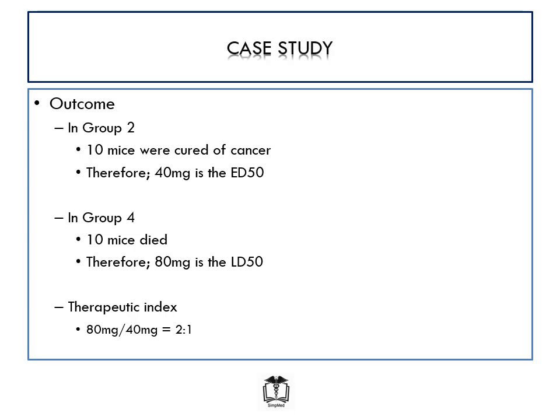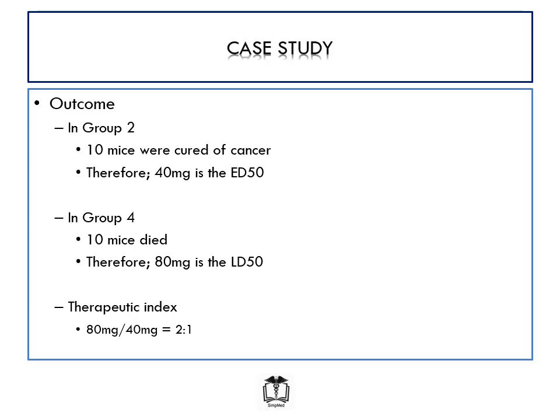We saw effects there. In group 4, 10 mice died. So the dose given in group 4, 80 milligram, led to deaths in 50% of the population. If we had 20 mice in group 4 and 10 of 20 mice died as a result of the drug, then the dose given in group 4, 80 milligram, is referred to as the LD50, the lethal dose in 50% of the population. Then the therapeutic index is the ratio between the LD50 and the ED50, which is 80 milligram divided by 40 milligram. And the therapeutic index of this drug will be 2 to 1.